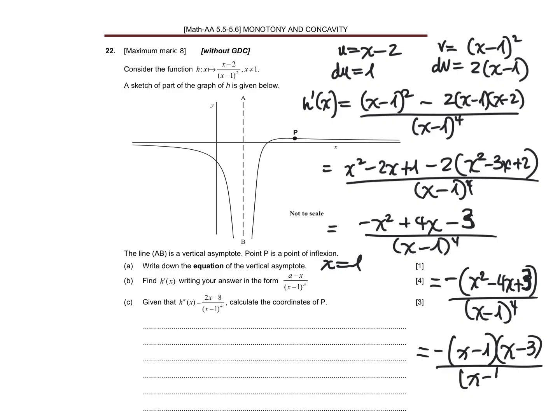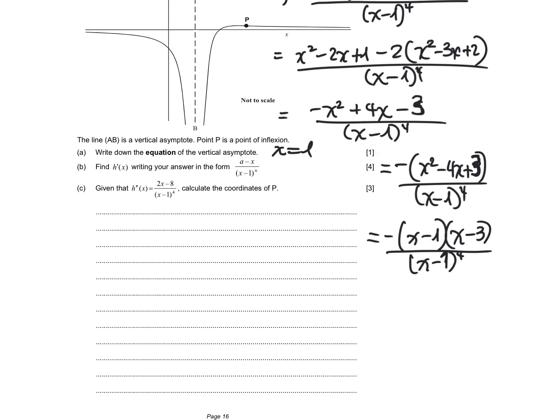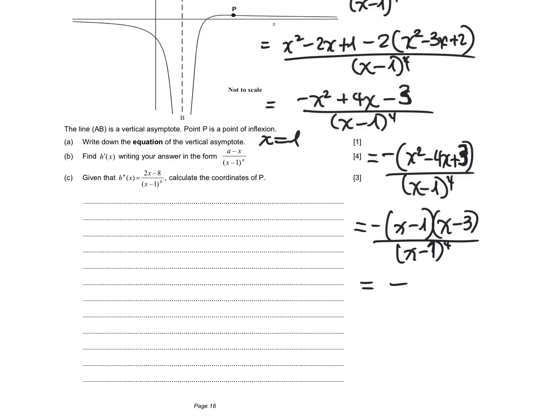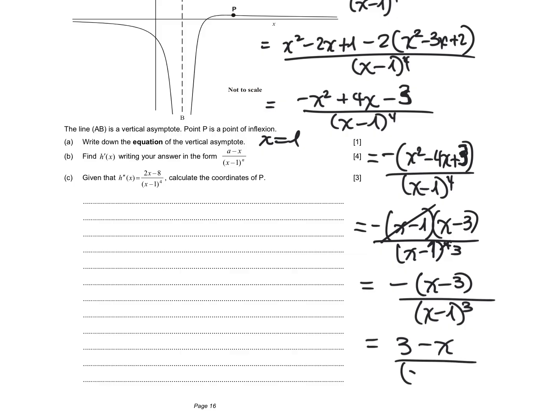And we have x minus 1 to the 4th. So we're going to have negative. One of these cancels. So negative x minus 3 over x minus 1 to the 3rd. And then distributing the negative, we'll have 3 minus x. So a is 3, and n is also 3. Okay, given that h double prime is that, calculate, so they don't make us do the second derivative, thankfully. Calculate the coordinates of P.